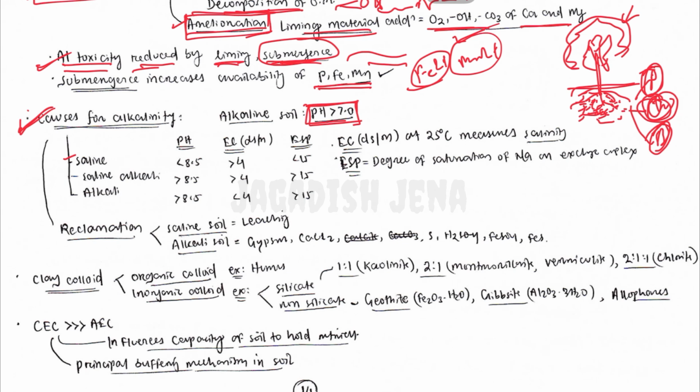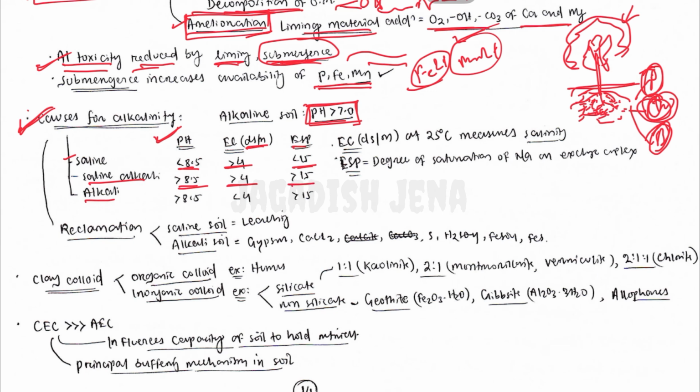When the pH, so this is important, you have to remember it. For saline soil, the pH is less than 8.5, EC, that is the electrical conductivity, whose unit is decisiemens per meter, should be more than 4 decisiemens per meter, and ESP, exchangeable sodium percentage, is less than 15. For saline alkaline soil, all three parameters, pH, EC and ESP, are higher: pH more than 8.5, EC more than 4 and ESP more than 15.